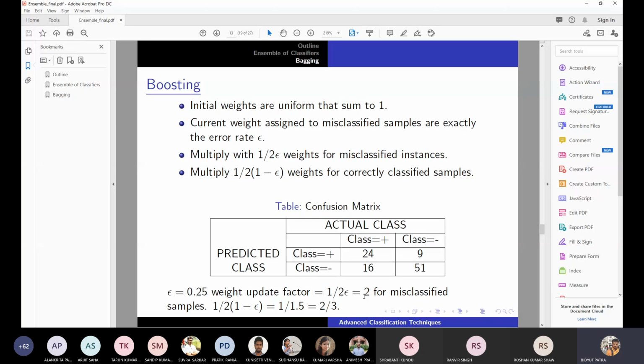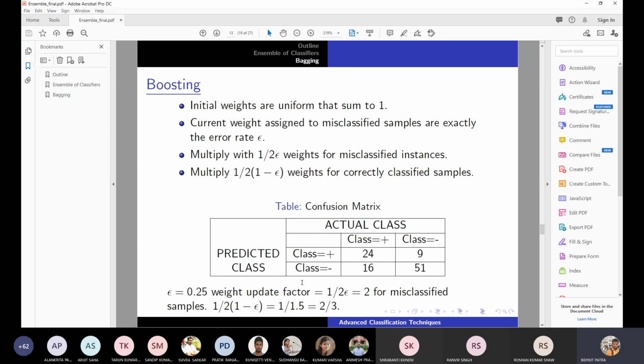So now what essentially will happen, say suppose you have a confusion matrix, okay, with predicted class and actual class. The rightly identified number of patterns is 75 on the main diagonal, 24 and 51. Okay, so 24 and 51. And then the misclassified samples are the off diagonal, that is 65. So what is the error rate? The current weight assigned to the misclassified samples is exactly the error rate. So error will be 0.25.